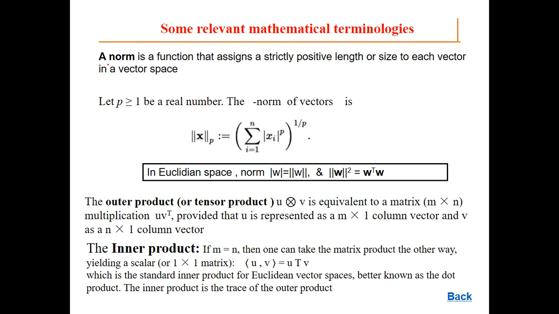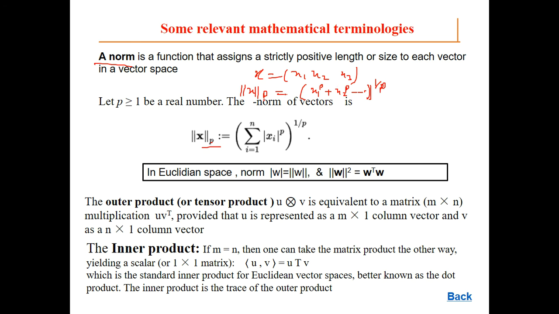What is a norm? There may be L1 norm, L2 norm, P norm. If you have a vector, let us say x = (x1, x2, x3), the P norm is defined as (|x1| to the power p plus |x2| to the power p) and whole to the power 1 divided by p.